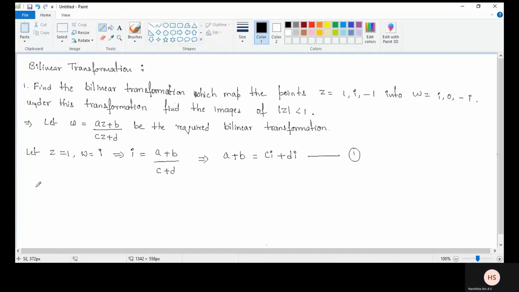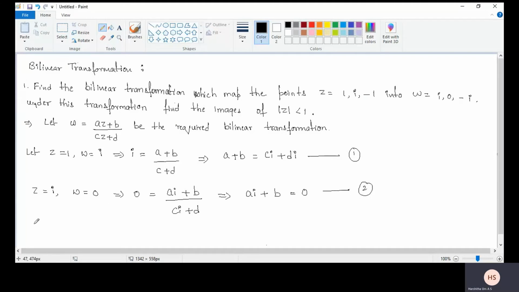Next, z is equal to i, w is equal to 0. Now 0 is equal to, wherever z is there we have to substitute i, ai plus b divided by ci plus d. That implies ai plus b is equal to 0. Call this one as equation 2.